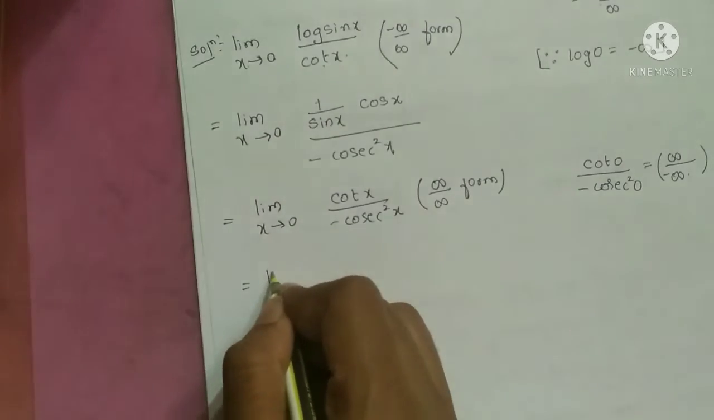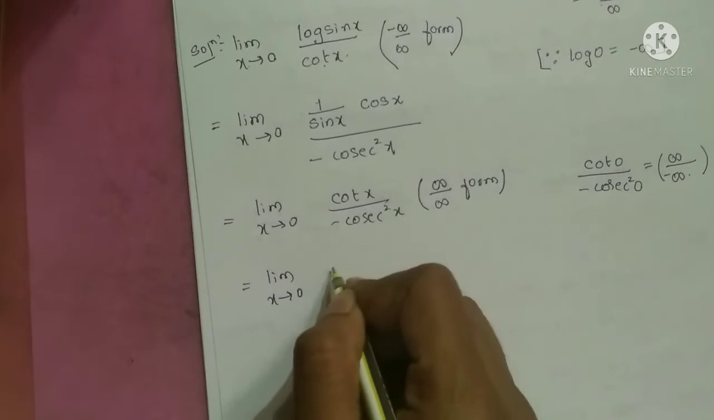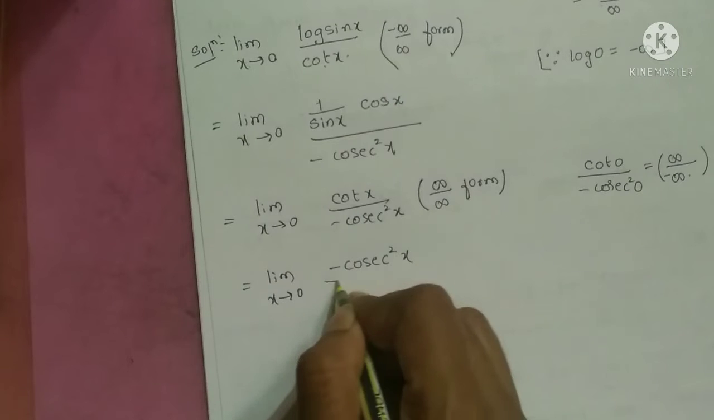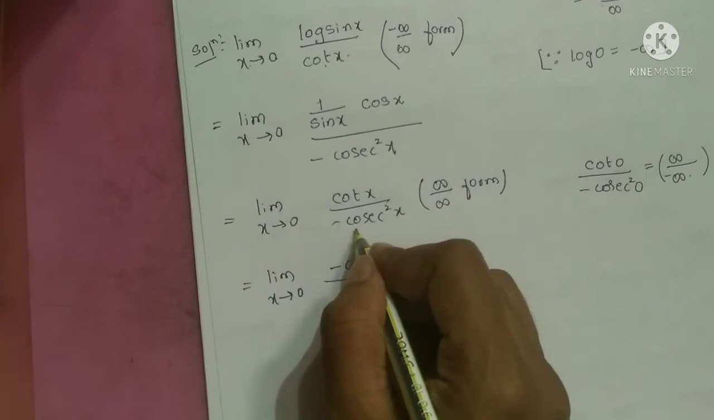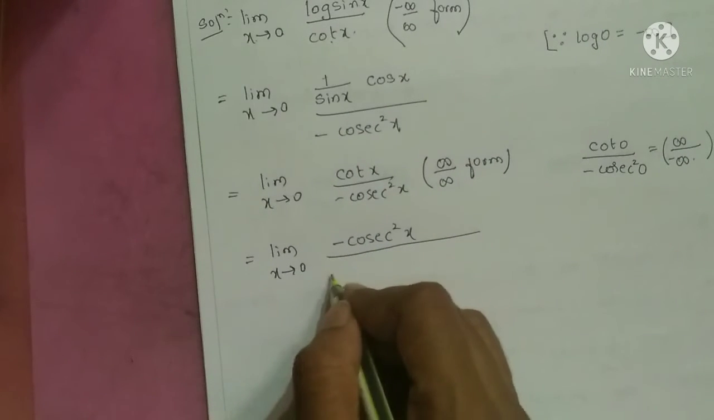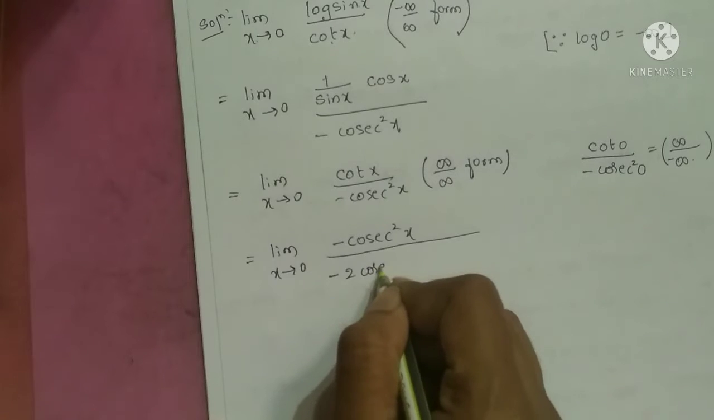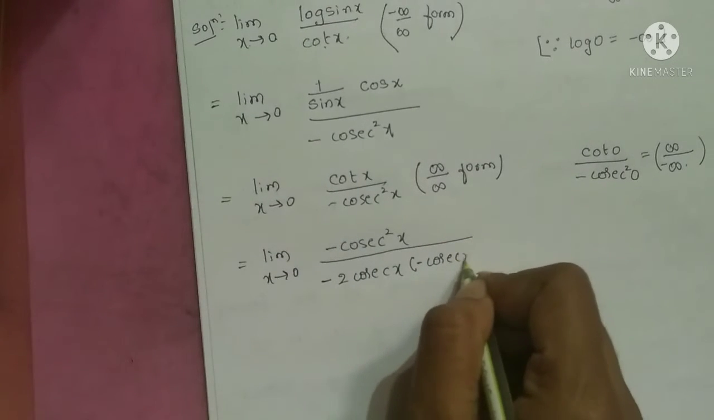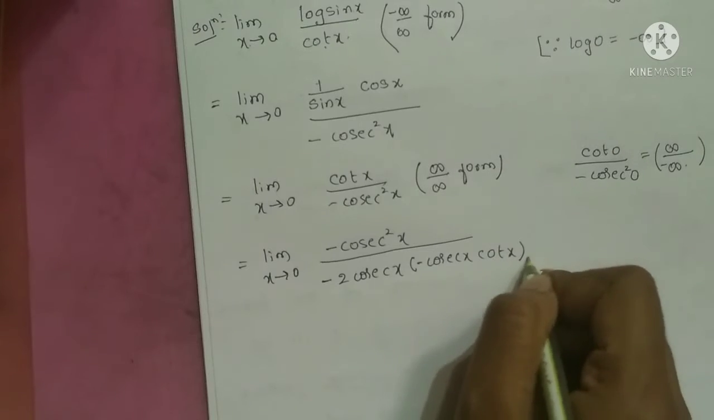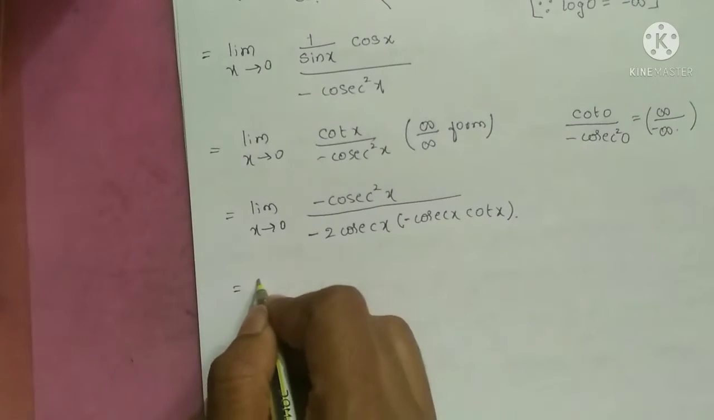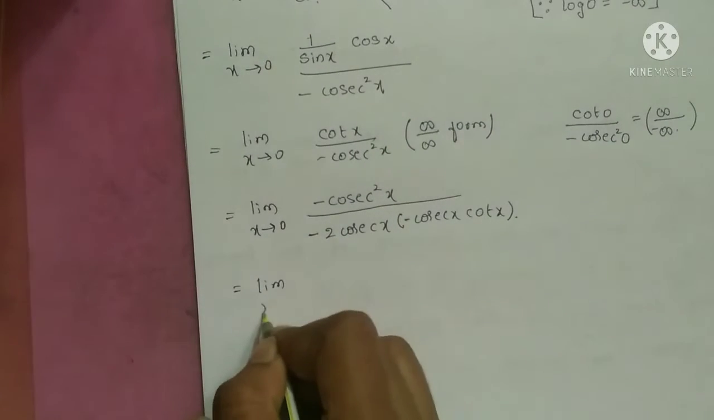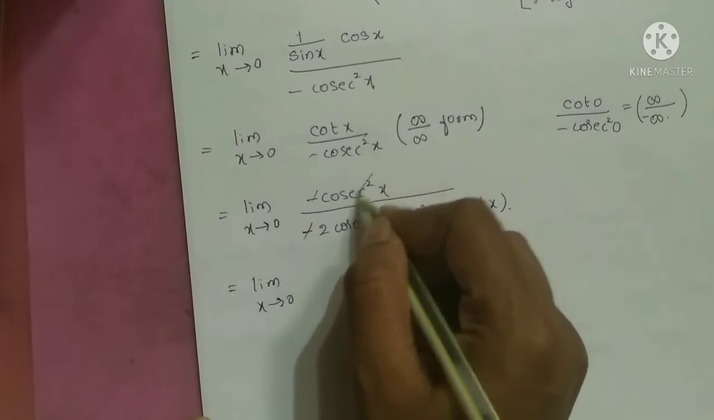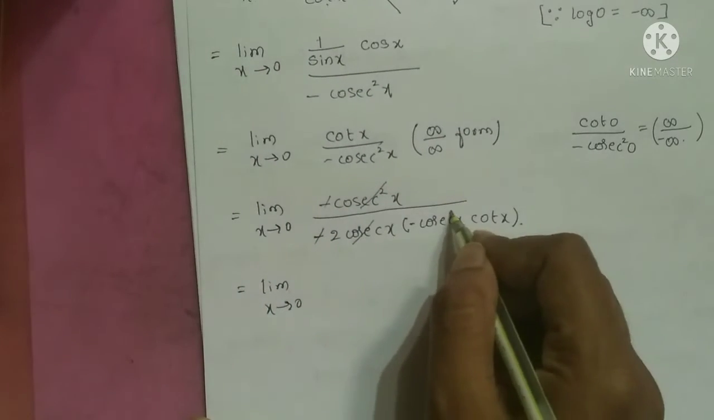So here carry the limit x tends to 0 as it is. The differentiation of cot x is minus cosecant square x, and you differentiate the denominator, minus cosecant square x, separately: minus 2 cosecant x, and the differentiation of cosecant x is minus cosecant x into cot x. So again carry the limit x tends to 0 as it is. Here the minus signs cancel, and you have cosecant square x over 2 cosecant square x.